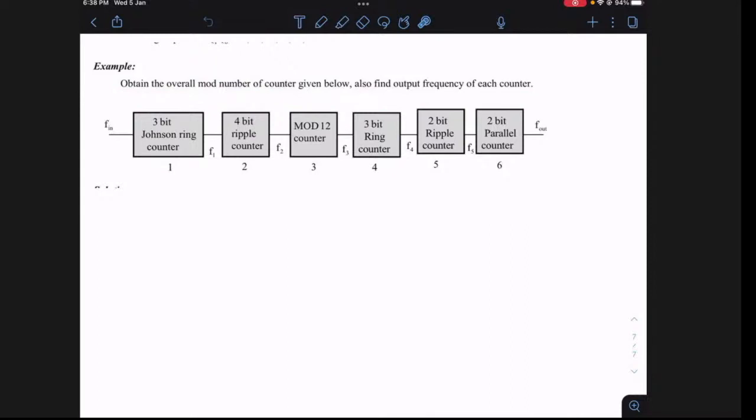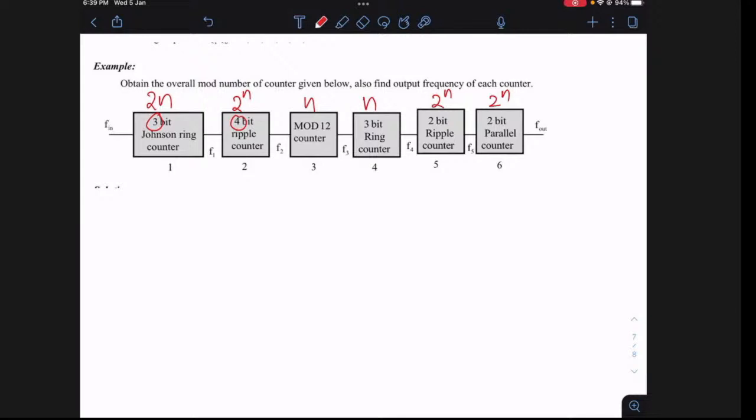For your information, you should know that an n-bit Johnson counter is a mod 2n counter. An n-bit ripple counter is a mod 2 to the power n counter. Any mod n counter is an n counter. An n-bit ring counter is a mod n counter. An n-bit ripple counter is 2 to the power n, and an n-bit parallel counter is again 2 to the power n. These are some of the standard information. Remember, here it is 3 bits, 4 bits, these are all given, and n is the standard information.